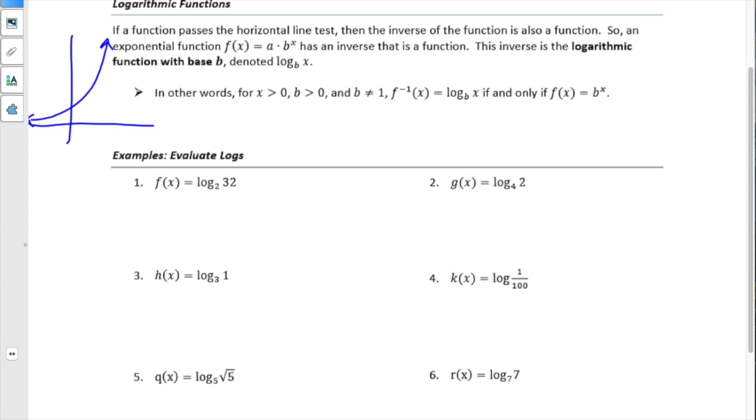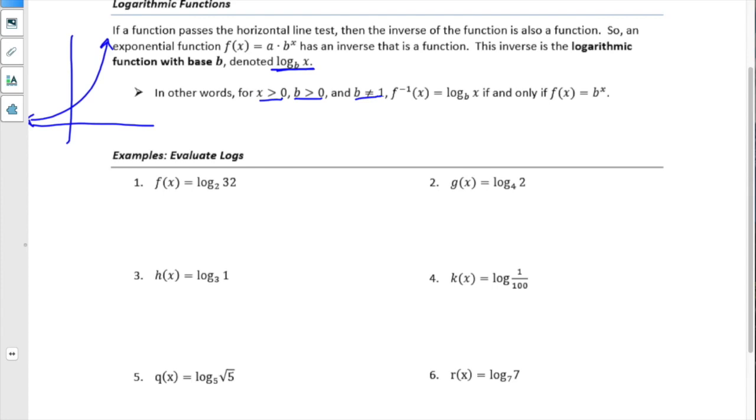Here we have it written out. We would pronounce this as log base b of x. And we have all these fun properties that basically come from the exponential when we do an inverse of it. The inside of a log can't be negative. The base has to be positive, and it also cannot equal 1. And that gives us that f inverse equals log base b of x if and only if the original function was b to the x.